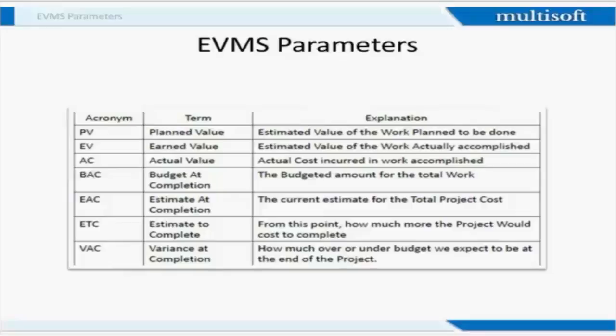Then we have the estimate to complete: how much additional resources, how much additional time and how much additional cost you have to incur from this point on. Then variance at completion is how much over or under budget we expect to be at the end of the project. Again, this is forecasting, to see how much we are going to vary. Right?